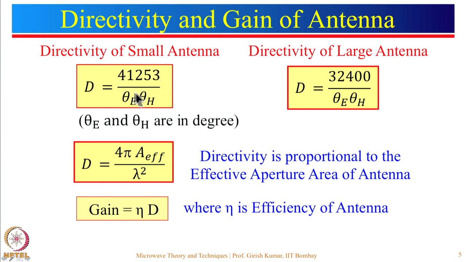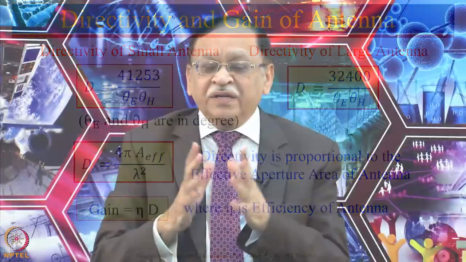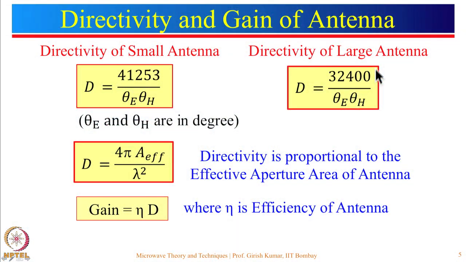Now this particular expression is generally good for small antennas. But for larger antennas, directivity is given by this particular expression here. You can see that this number is slightly smaller than this particular number here. The reason for that is, for a large antenna, there will be many side lobes. So a lot of power will be going to these side lobes, and hence directivity decreases. Hence we use this particular expression for directivity.